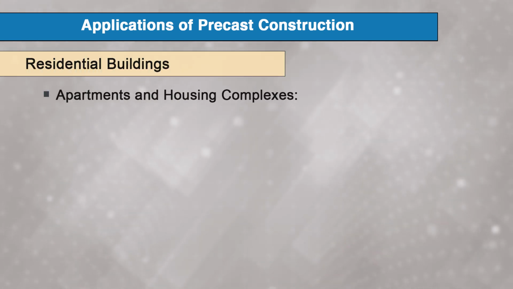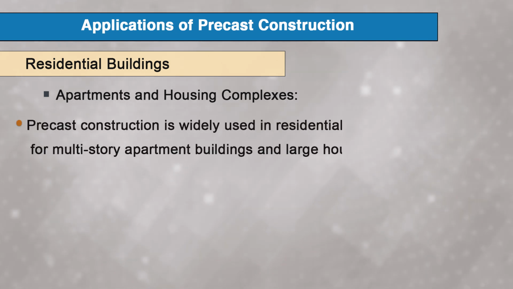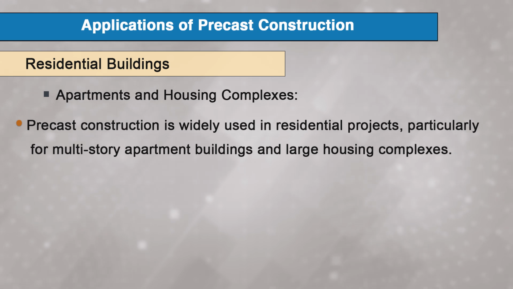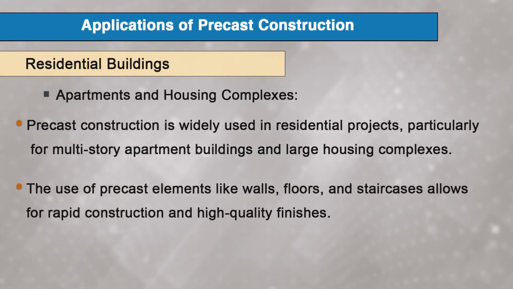Moving on to our next topic, that is the application of precast construction. Firstly, we will talk about residential buildings, that is the apartments and housing complexes. Precast construction is widely used in residential projects, particularly for multi-story apartment buildings and large housing complexes. The use of precast elements like walls, floors and staircases allows for rapid construction and high quality finishes.